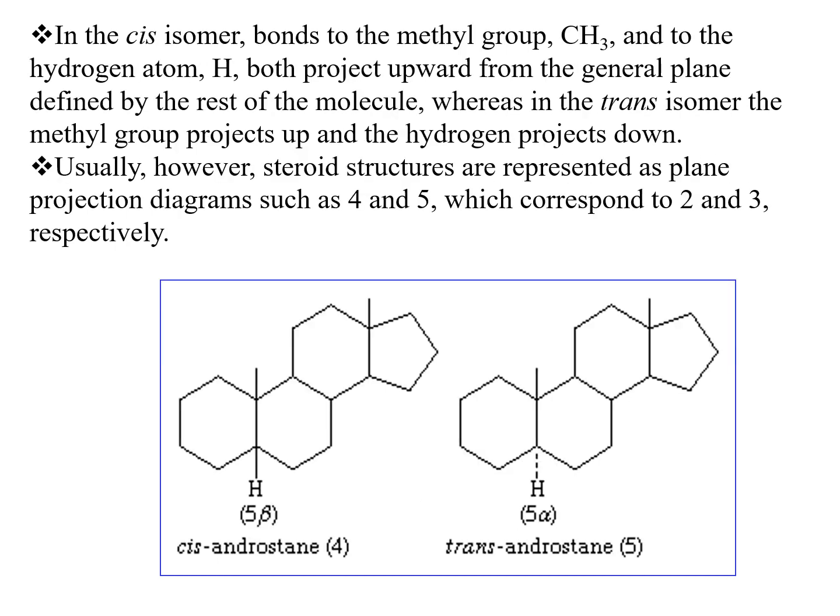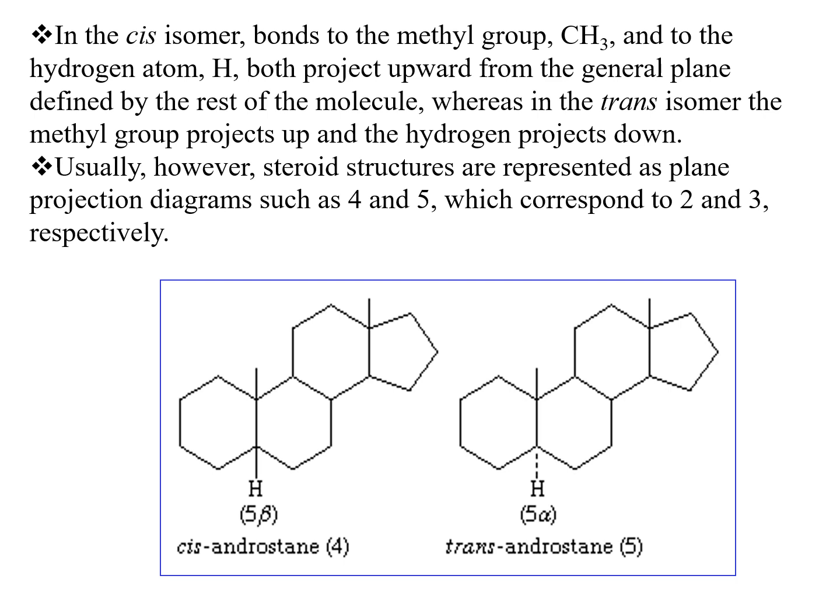In the cis isomer, the bonds to the methyl group CH3 and the hydrogen atom H are projected upward from the general plane defined by the rest of the molecule, whereas in the trans isomer the methyl group projects up and the hydrogen projects down, which means in opposite directions. That means if things are aligned in the same direction, we say cis, and if they are aligned in opposite directions, we say trans.